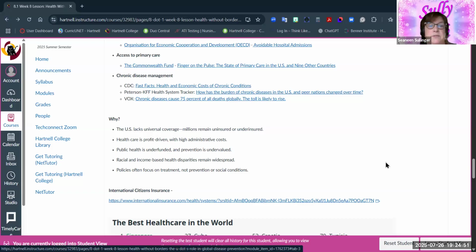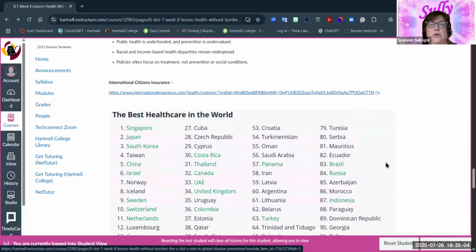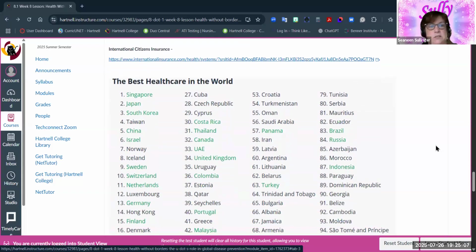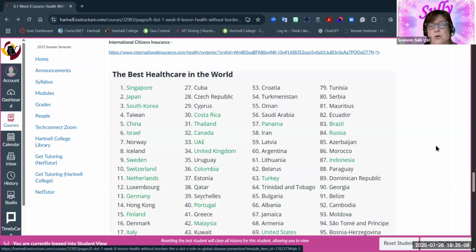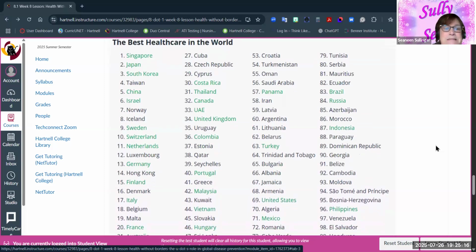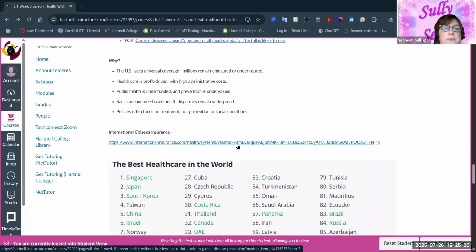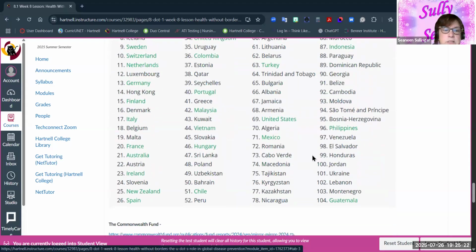Racial and income-based health disparities are still widespread, and policies focus on treatment and not prevention, or the social or structural determinants of health. So, best healthcare in the world, this is a picture that I took for you. Best healthcare in the world: Singapore. If you go to the website, it will give you the criteria that they were measuring. United States, 69th in best healthcare in the world. That was from International Citizens Insurance.